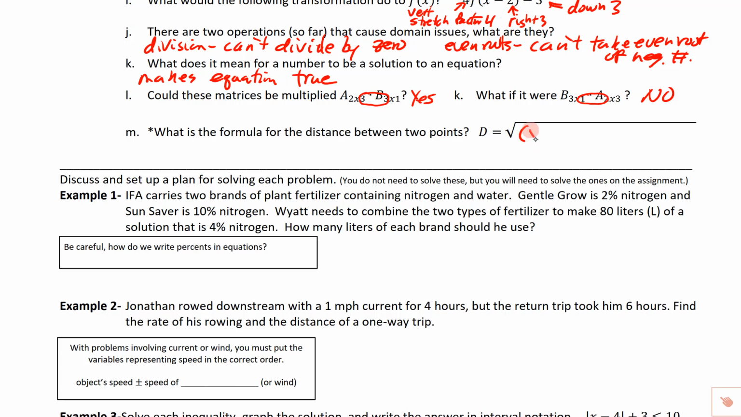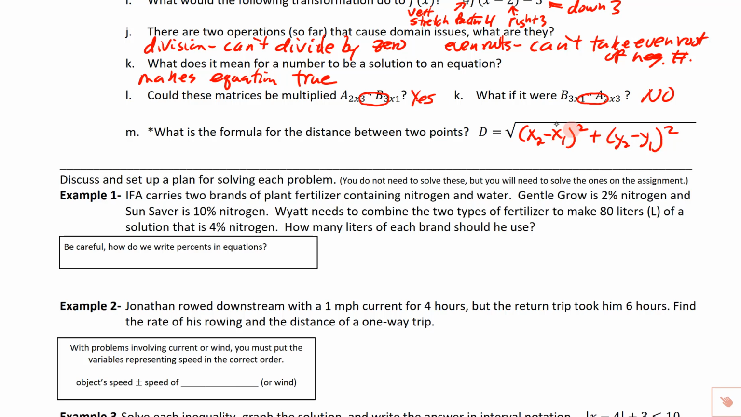So hopefully you remember this. So it's x2 minus x1 quantity squared. So when we say quantity, we put that in parentheses and then we square it, plus y2 minus y1 quantity squared. So we've got a big D equals big huge square root. So that big D stands for distance. So distance equals big square root x2 minus x1 quantity squared plus y2 minus y1 quantity squared.